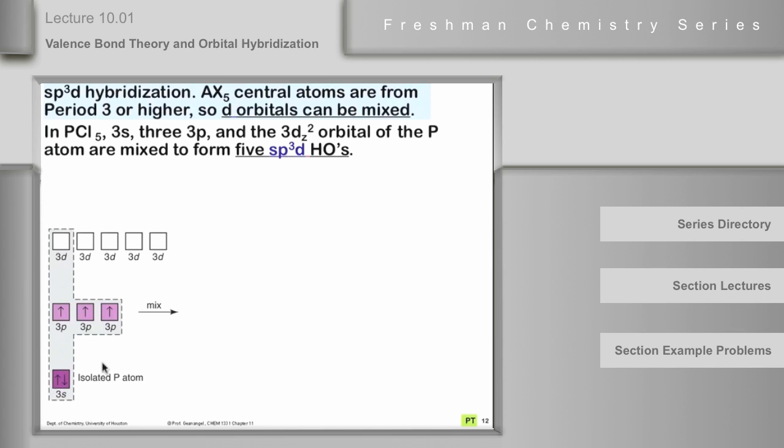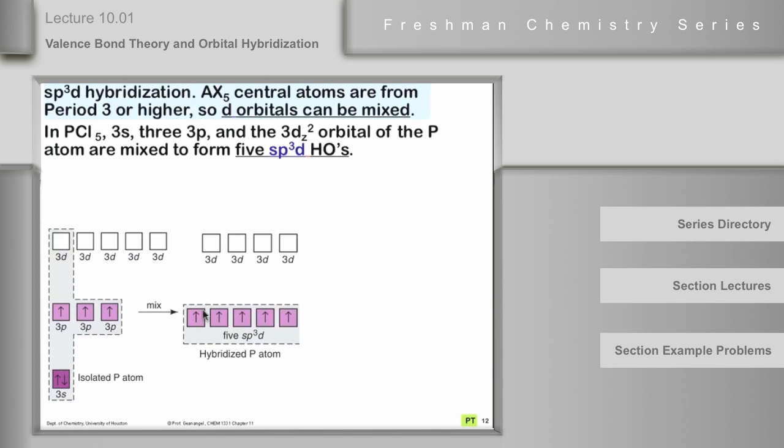Okay, so we'll start with an isolated phosphorus atom over here. Phosphorus is in group 5. Its valence electron configuration is 3s2, 3p3. And what we're going to have to do now is to mix the 3s atomic orbital, the 3p atomic orbitals, and 1 3d atomic orbital to make dsp3 hybrid orbitals. So when we do that, the 5 sp3d or dsp3s are equivalent. They are equivalent in energy. That's what I should have said.